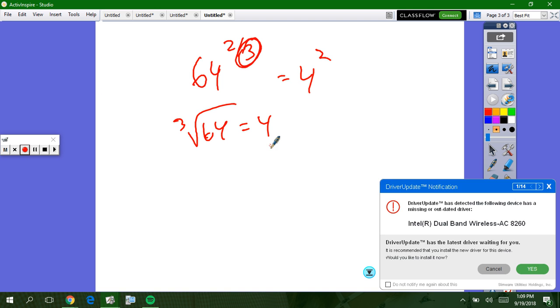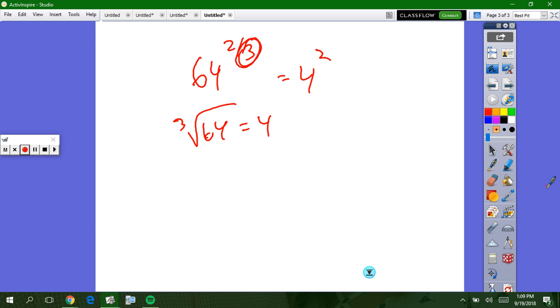If you want to look at it really quick, our cubes: 1, 8, 27, 64, right? Yeah, that's a perfect cube root of 4. I mean, it's 4 cubed.